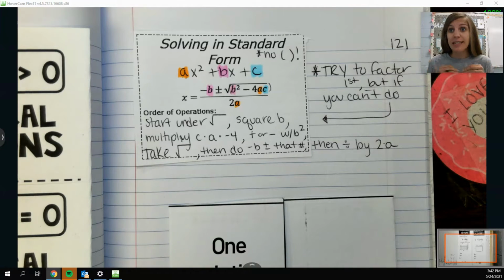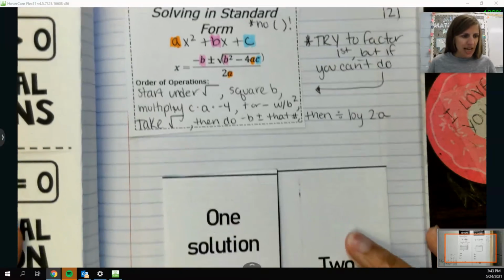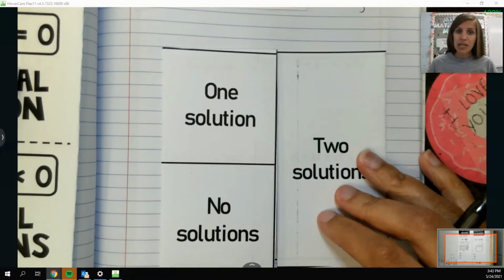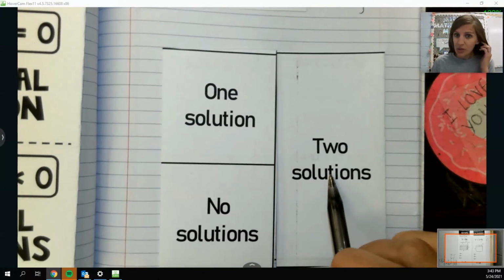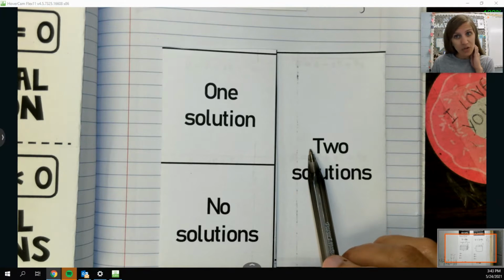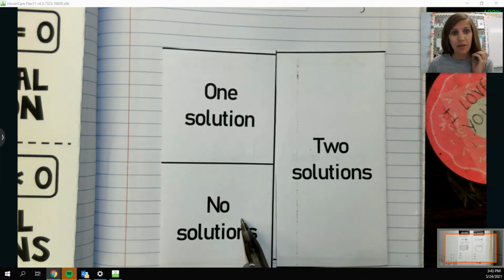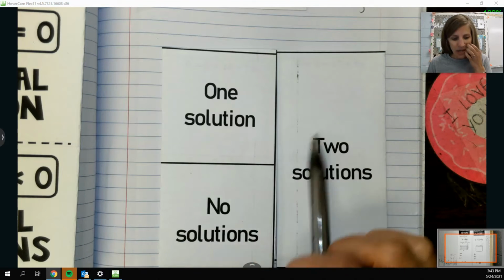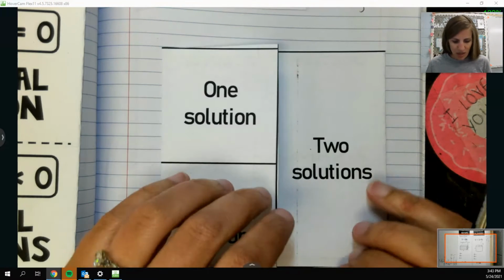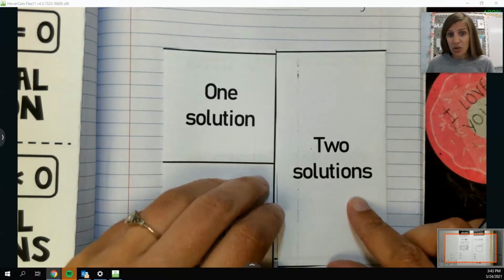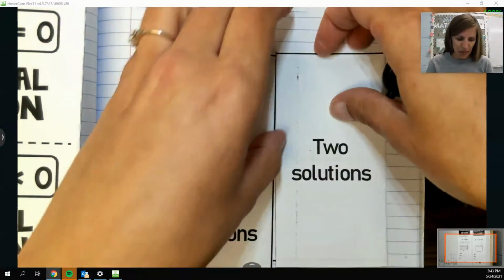The big picture here is that we're trying to find the x-intercepts. And when I'm looking at a parabola, sometimes I will have 2 solutions, so 2 x-intercepts. Sometimes I will only have 1, and sometimes I will have none. And so we want to try examples of each of those. So let's try the one that is 2 solutions, because that's kind of most straightforward.